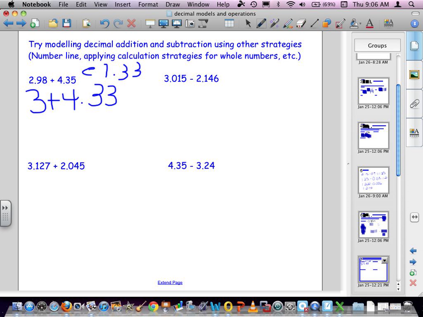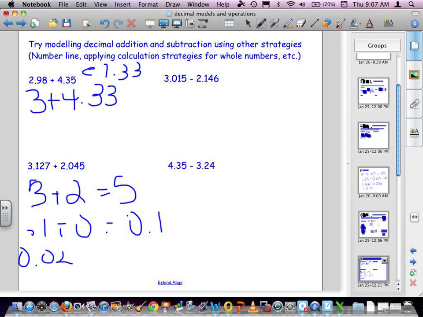Okay, what about this one? Craig, let's try your strategy for this one. Add the place values. Okay, so 3 and 2 is? 5. I'm going to do it this way. 3 and 2 is 5. 1/10 and no tenths is? 0.1 plus nothing is still 0.1. Okay? 2/100ths and 6/100ths? Sorry.